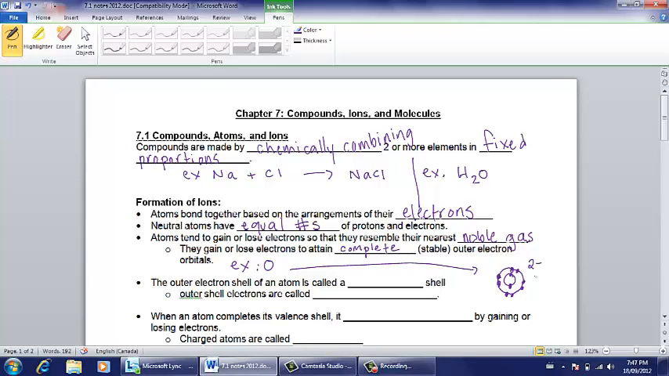Because we will be dealing so much with just the outer shell of Bohr diagrams, it is useful to learn some terminology. The outer electron shell of an atom is called its valence shell. Likewise, outer shell electrons are called valence electrons. Only the valence electrons are involved in bonding. When an atom completes its valence shell, it becomes charged. And it does this by either gaining or losing electrons.